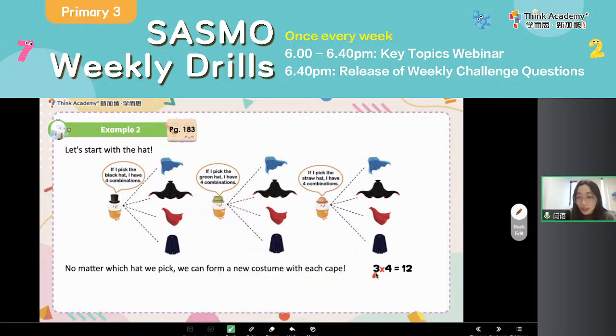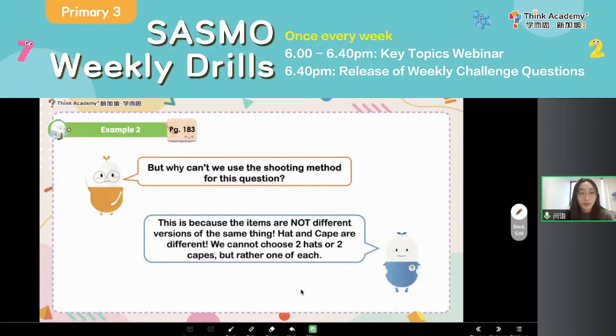What is the 3 here? That means you have 3 choices for the hat. And what is the meaning of 4 here? That means you have 4 choices for the cape. Again, since there is more than one decision, what should we do? We need to apply multiplication. Understand now? Okay. So actually, this is about the difference between addition principle and multiplication principle.